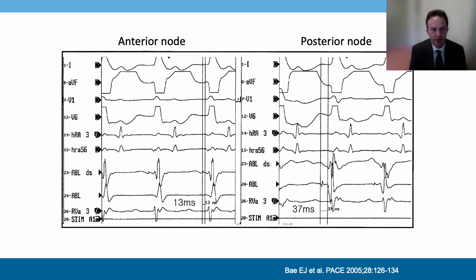Another criteria is a positive but short HV interval at the retrograde node during tachycardia. In this case, the anterior node is serving as the retrograde limb, and we have a positive HV interval of 13 milliseconds. The only way to get a positive HV interval at the retrograde node is if, again, we have parallel conduction to the ventricle and the retrograde His bundle over a conduction sling. So there's rapid conduction through the conduction sling to the retrograde His bundle while we're also activating the ventricle simultaneously.